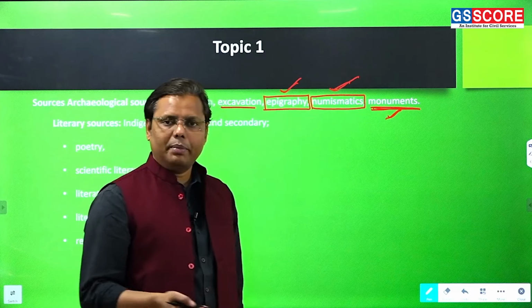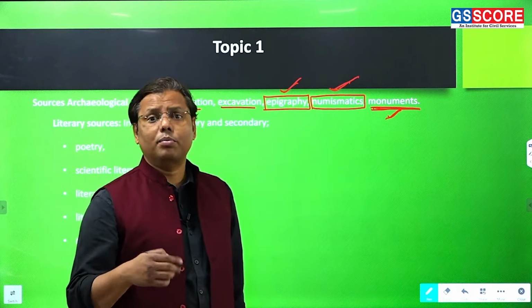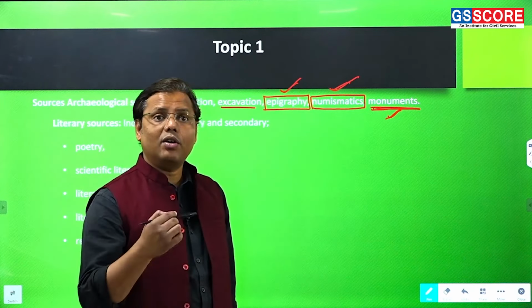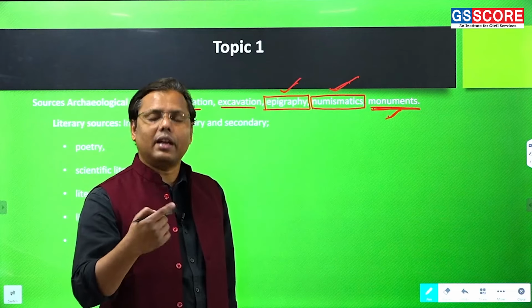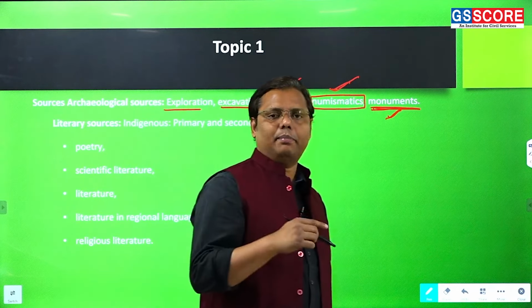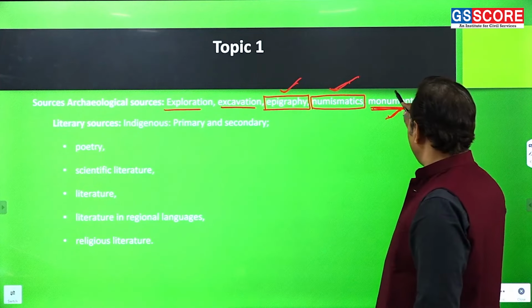It may be the Mauryan period, or it may be the post-Mauryan period. Mostly they have asked the question on the post-Mauryan period, and they have linked how monuments are examples of art and culture, their architecture, and how these help us in the reconstruction of history. That is the crux of the question. So they have asked the questions in this way.